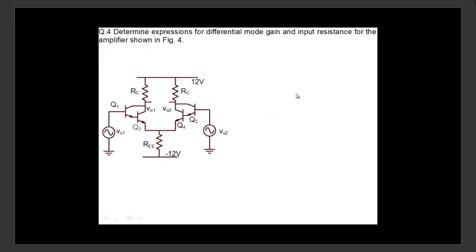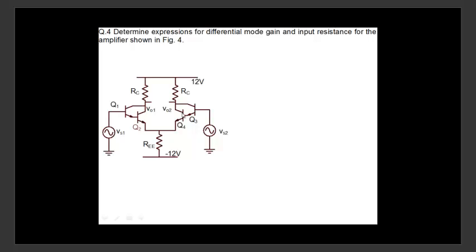All right. Question number 4, where we have the usual differential pair, except that as you can see here, we have replaced the transistor by a Darlington pair, Darlington pair here and Darlington pair here. We are asking what is the differential mode gain and input resistance for the amplifier shown in this figure.